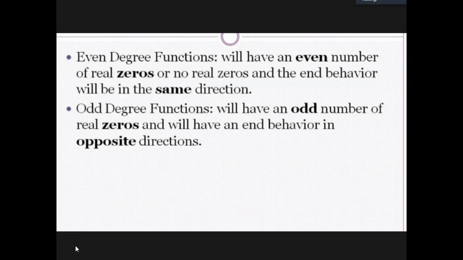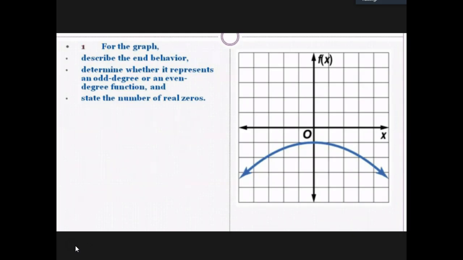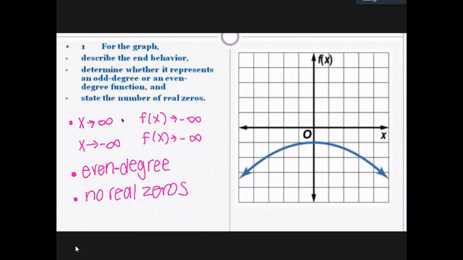So let's look at this graph. It says, for the graph, describe the end behavior. What you should notice immediately looking at the graph is that they go in the same direction. That tells me that this is an even function. It says determine whether it's even or odd. It's going to be even because they're in the same direction. And then it has no real zeros because it never hits the x-axis.